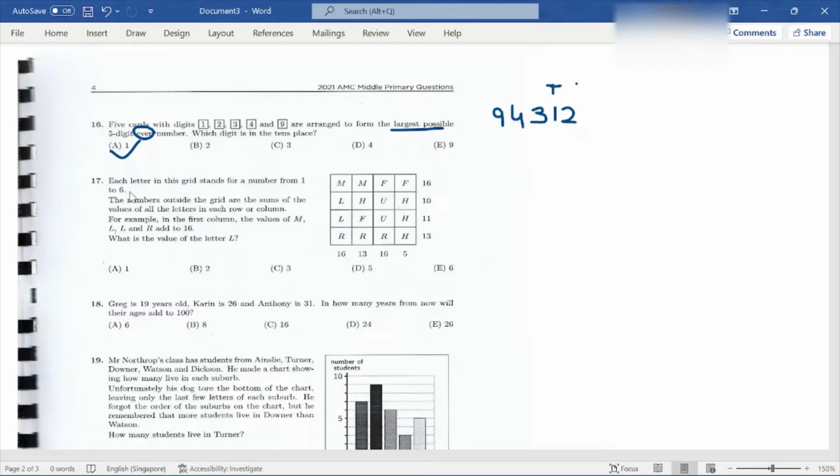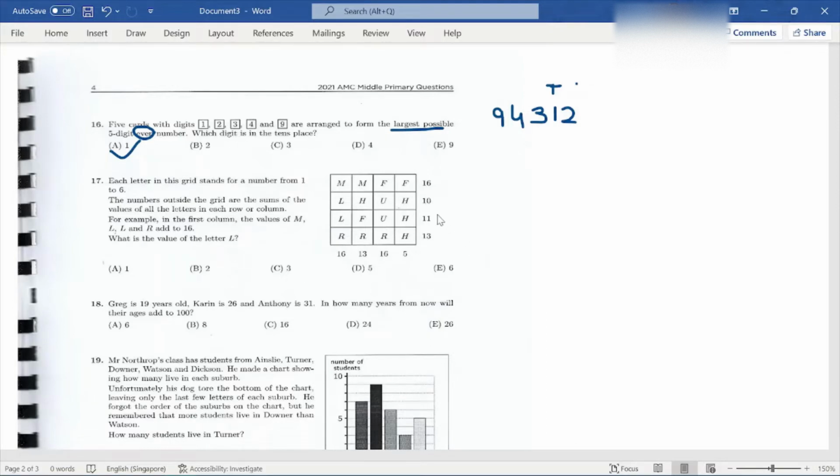Each letter in this grid stands for a number from 1 to 6. The numbers outside the grid are the sums of the values of all the letters in each row or column. For example, in the first column, the values of M, L, L, R add to 16. And they're asking what is the value of letter L.